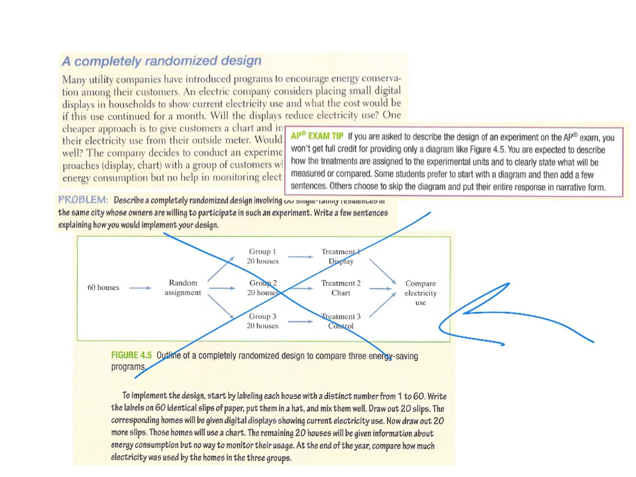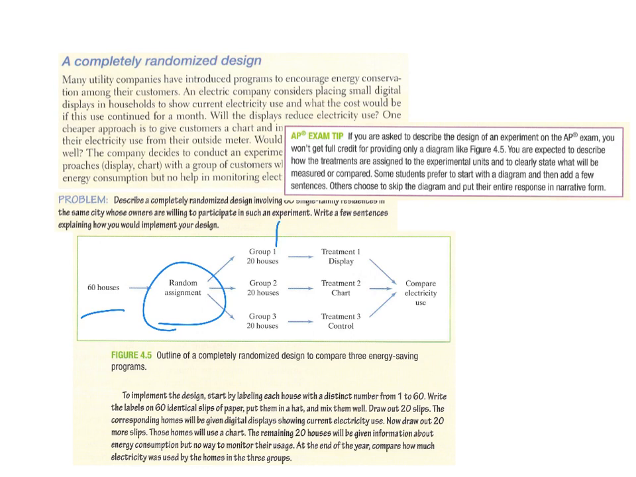Now, a diagram may be helpful for some of y'all to help get your thoughts into place, help you figure out exactly what's going on. I've got 60 houses, my random assignment. These are my groups here. Okay, these are the treatments that each group got, and then this is what I'm doing at the end. That's my response variable there at the end. So the diagram could be helpful to help get your thoughts in place.